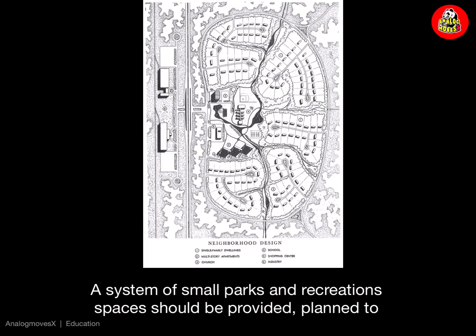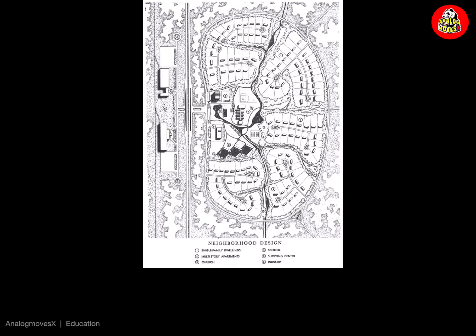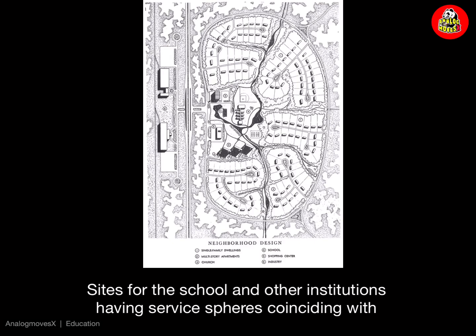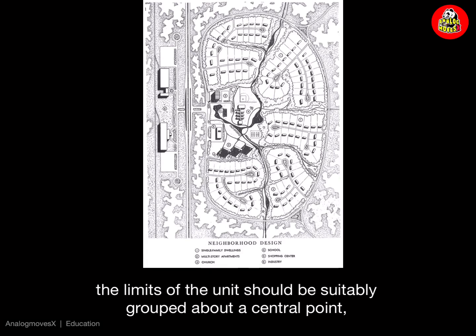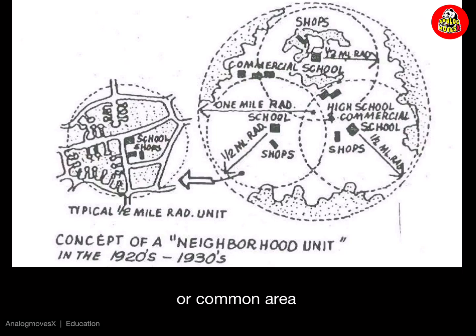A system of small parks and recreation space should be provided, planned to meet the needs of the particular neighborhood. Fourthly is institution sites. Sites for the school and other institutions having service spheres coinciding with the limits of the unit should be suitably grouped about a central point or common area.